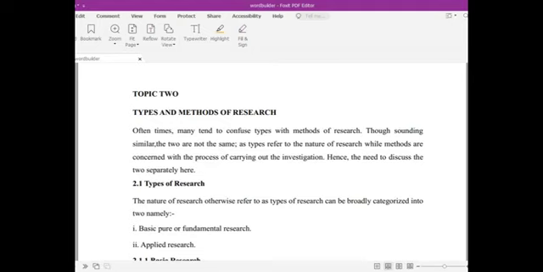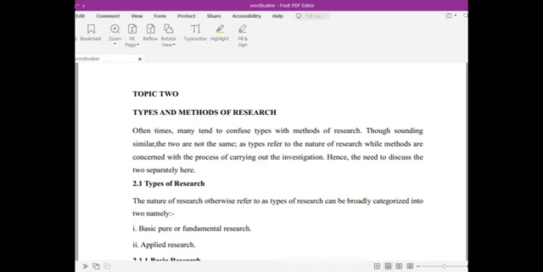While methods deals with the stages, the process in carrying out that research, that investigation you want to do, the different stages you have to pass through in carrying it out. That's what is referred to as methods. So you can see that types is completely different from method. Each particular type has its own method. Each type of research, each nature of research has the particular method, the particular process you need to pass through in carrying it out. Now let's go to types of research.